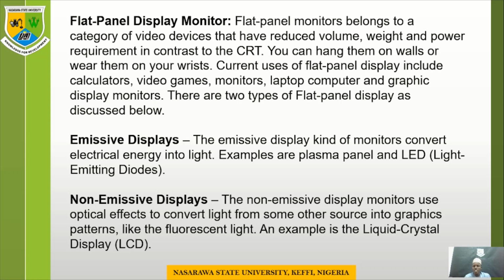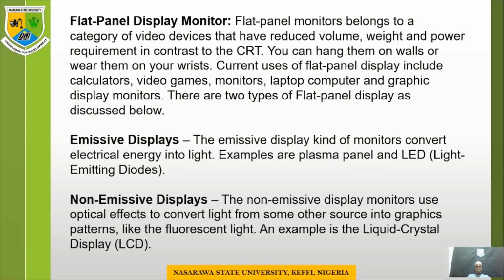There are two types of flat panel display as discussed below. The first one is the emissive display and the second is the non-emissive display. These are the two types of flat panel display. The emissive display kind of monitors convert electrical energy into light. Examples of these are plasma panel and LED television. You know them, the light emitting diodes. So these are examples of emissive display.